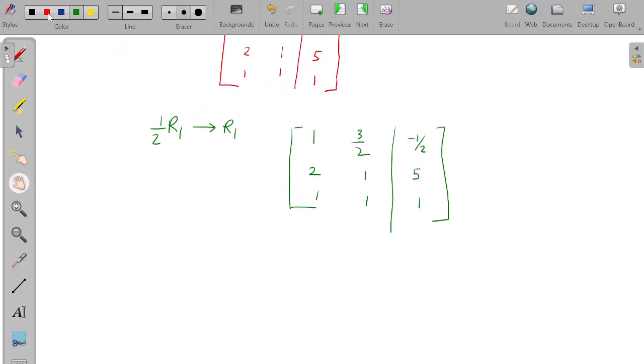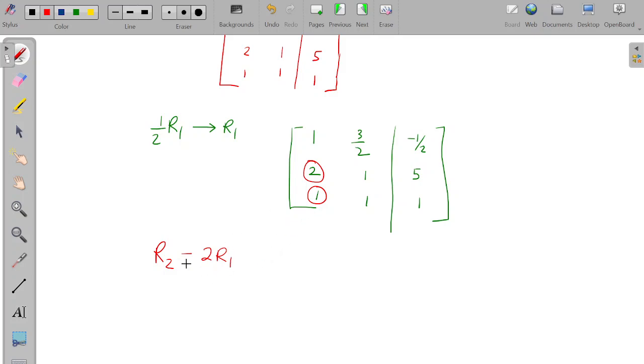Now what is the next one? Don't forget, I'm reducing this matrix. After a leading 1, every element in that column must be 0. So I need to make this 0, and this 0. What formula should I use? This is row 2, and I'm making row 2 to be 0. So I will say row 2 minus 2 row 1.